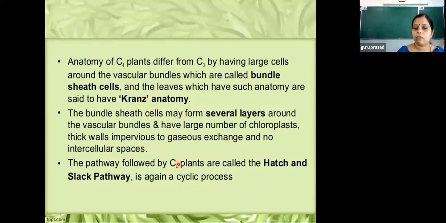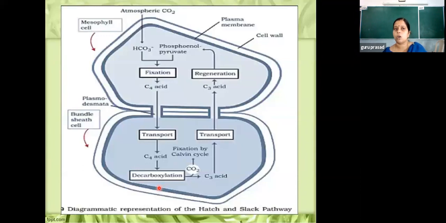So the pathway followed by C4 plants is called the Hatch and Slack pathway, because the scientists who discovered this pathway are Hatch and Slack. Hence, the pathway is also called by their name. The C4 pathway is also called what? Hatch and Slack pathway. And this is the bundle sheath cell, and this is the mesophyll.